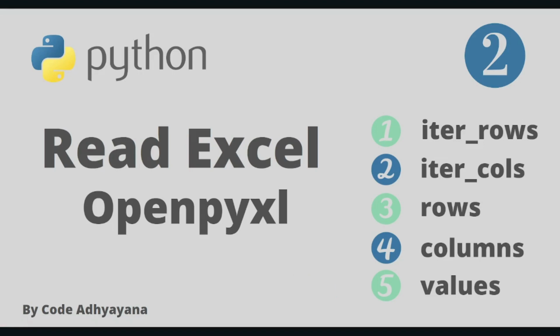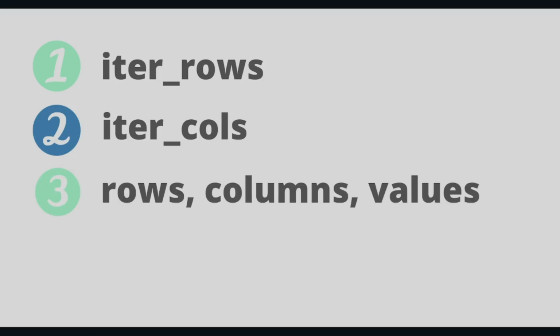In the last video, we learned how to read one Excel file using Openpyxl. Now in this video, we'll see a few more options to read an Excel file. First we are going to discuss the iter_rows method, which iterates the data row by row. Then we have the iter_cols method, which iterates the data column by column. Finally, we have the rows, columns and values methods when we want to read all the data in the Excel.